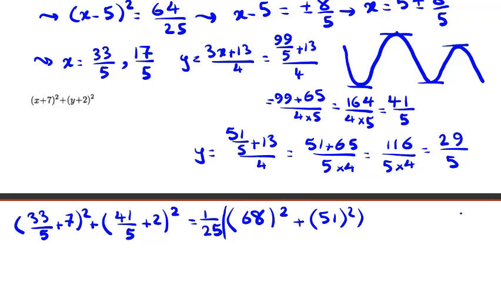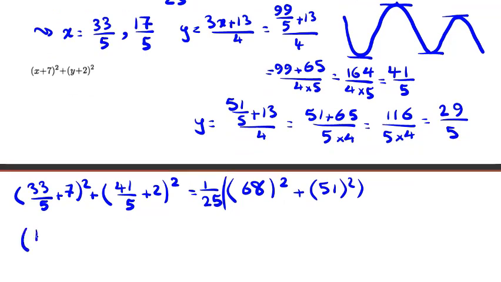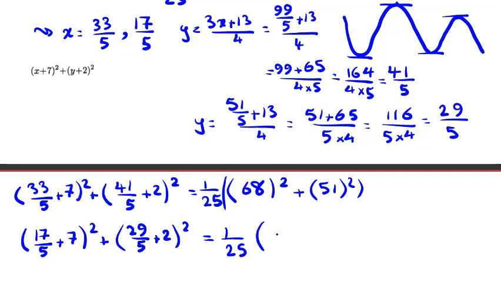Before calculating, let's also calculate for the second case when x is 17 over 5 plus 7 squared plus 40, the corresponding is 29. Is 29 over 5 plus 2 squared. So you can say, okay, 1 over 25. The first one is 35, 45, 52 squared plus 29, 39 squared.